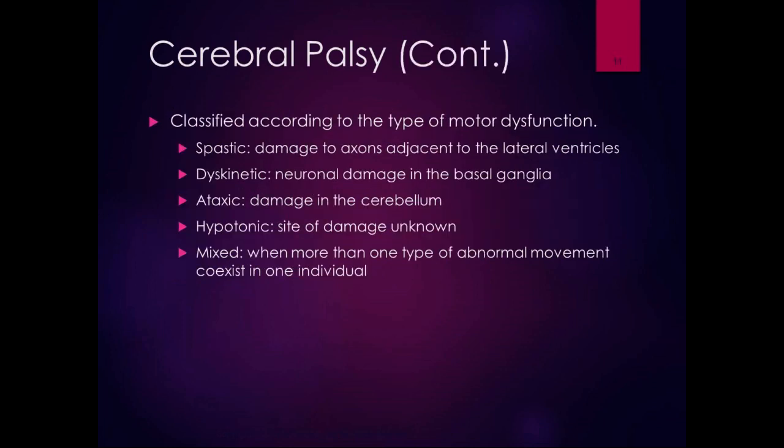So CP is classified according to the type of motor dysfunction. So there are these 5 different kinds. Spastic is damage to axons that are adjacent to the lateral ventricles.